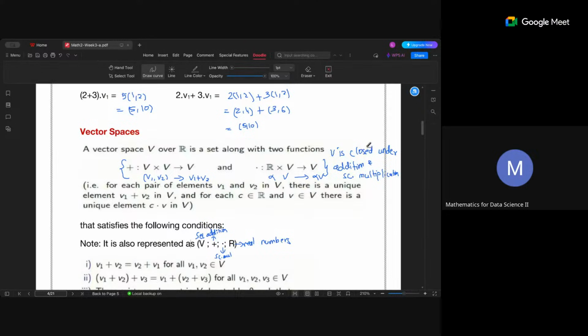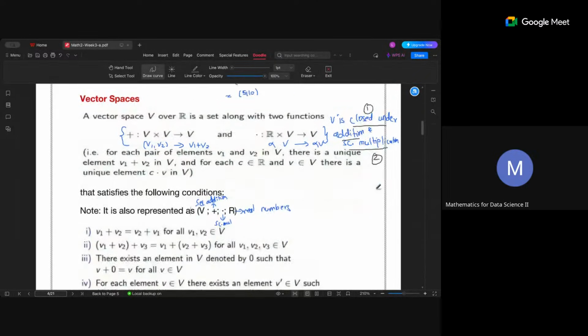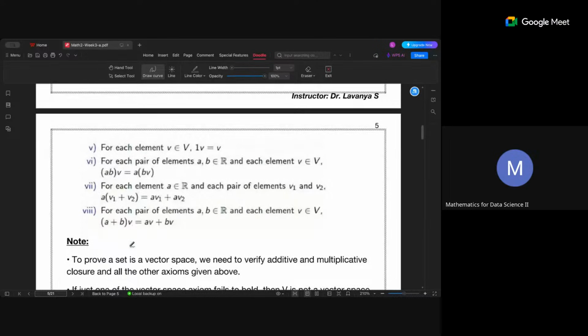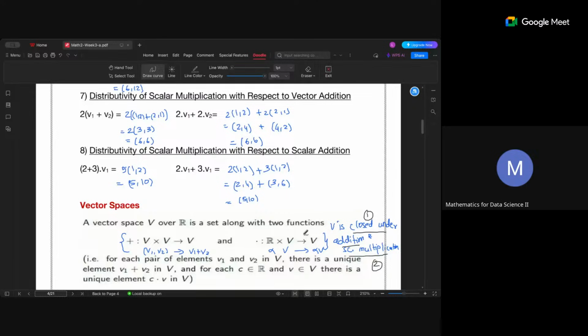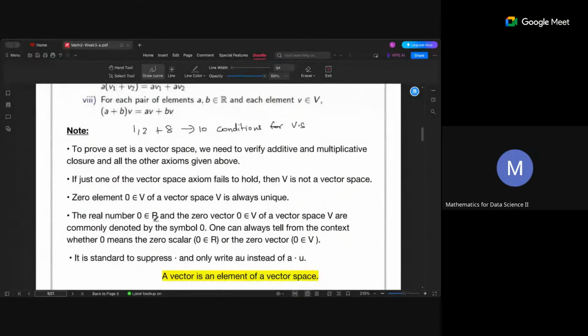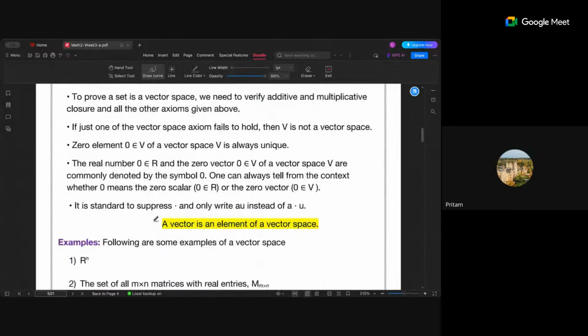So if we include the closure conditions, we can count 10 properties. The first is closed under addition, number 1, closed under scalar multiplication, number 2, plus these 8 properties. So totally 10 conditions for a vector space. If all these 10 conditions are satisfied by a set V, then such a set V is called a vector space.